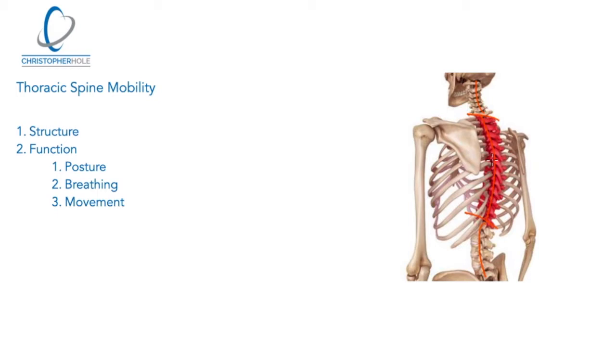So for this part of the tutorial, what we're going to do is look at the different structures of the thoracic spine, then we're going to look at some functions of it. So we'll look at the posture, we'll look at the breathing, and we'll look at the movement of it. What we'll then be able to do is bring that together into the 5 effects of a stiff thoracic spine.